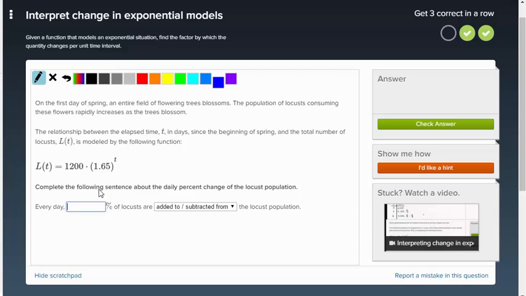So complete the following sentence: every day. Let's do the easy one first. 1.65, that's bigger than 1. That means we add to. We want to know percent, so I do 1.65 minus 1, which gives me 0.65. Turn that into a percentage though, and it's going to be 65%.